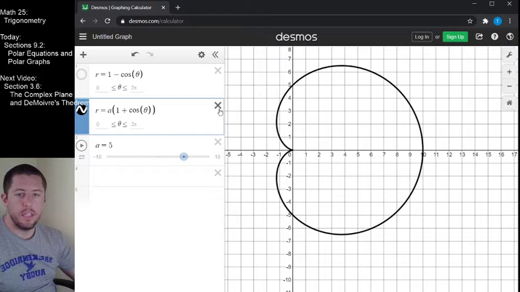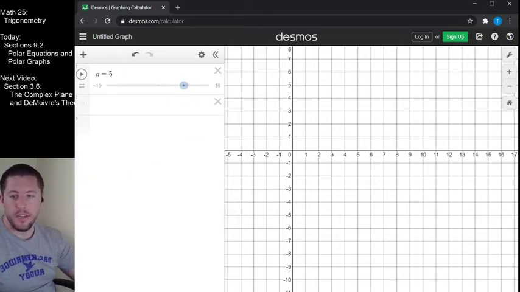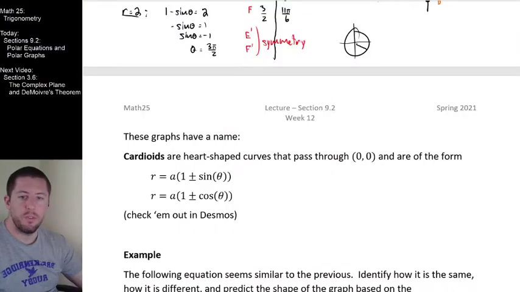Let's go ahead and look at another example right now and then look at some other general forms that we see. So let's look at this example here.